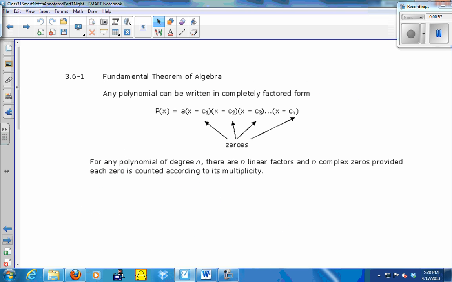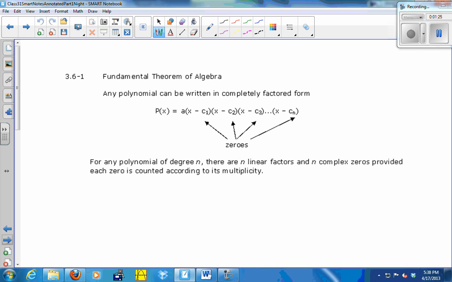All right, so this is called the fundamental theorem of algebra. There are 3 fundamental theorems in all of math. There's the fundamental theorem of arithmetic, fundamental theorem of algebra, and the fundamental theorem of calculus. So you now are going to know 2 of the 3 fundamental theorems. So you're making your way up in the world.